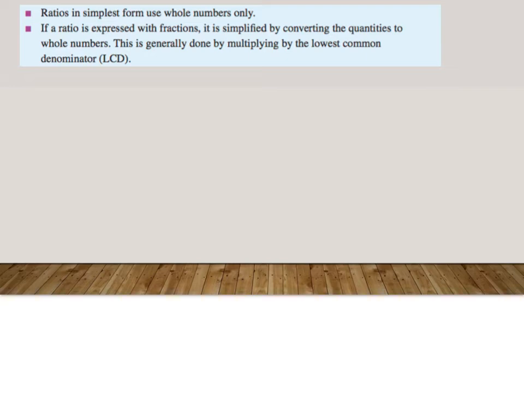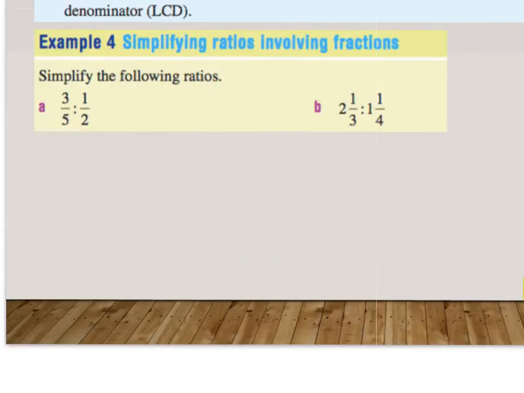A ratio in its simplest form uses whole numbers only. So if a ratio is expressed with fractions, it is simplified by converting the quantities to whole numbers. This is generally done by multiplying by the lowest common denominator. This is much clearer once you look at the examples.